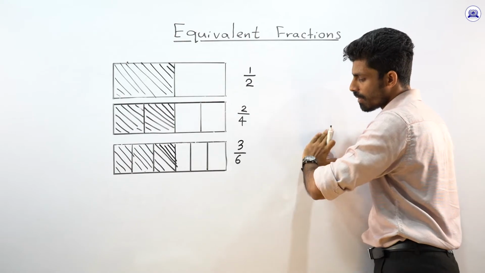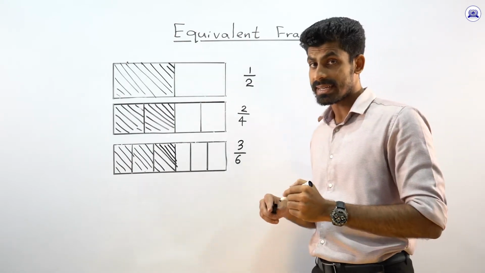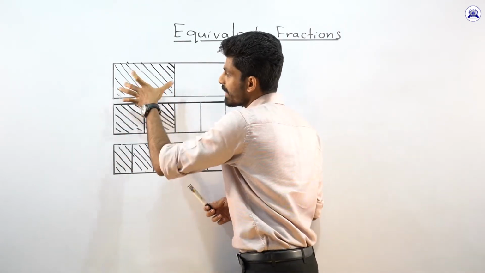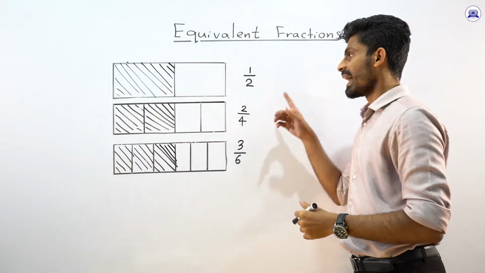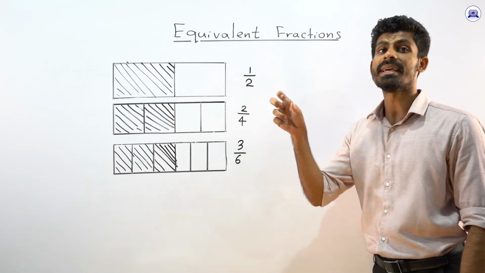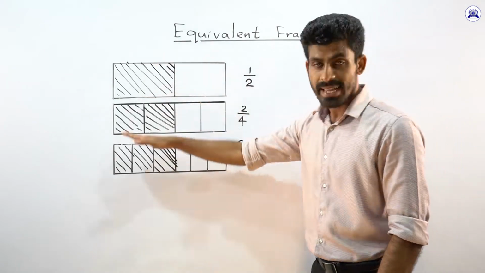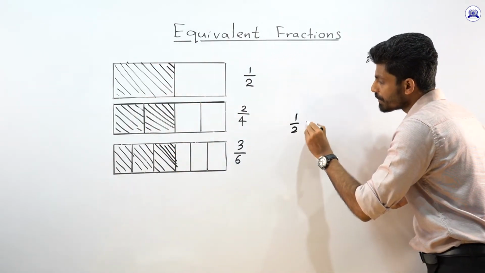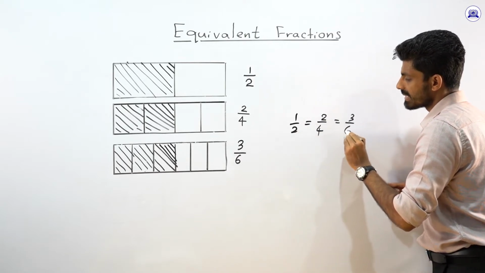1/2, 2/4, 3/6, right? Then you can clearly see those fractions, those magnitudes are equal. This one is the same as this one, this one the same as this one, this one the same as this one. That means those fractions should also be equal to each other. Now look at the figure. It is the same, no? This one is the same, which means 1/2 equals 2/4 equals 3/6.